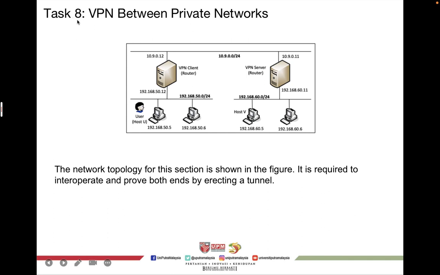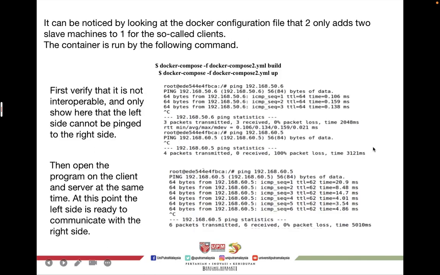And task 8 is the VPN between private networks, and the network topology for this section is shown in the figure. It's required to connect both ends by erecting a tunnel. So it can be noticed by looking at the Docker configuration file that it only adds two slave machines, one for the so-called client. The container is run by the following command.